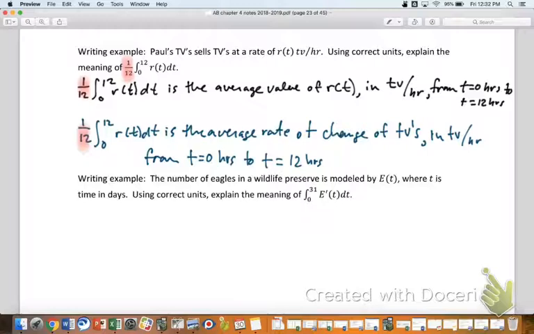Number of eagles in a wildlife preserve is modeled by E of t, where t is time in days. Using correct units, explain the meaning of the integral from 0 to 31 of E prime of t dt. Yeah, it's very different than if it was an E, right? So E stands for the number of eagles. I want you to discuss what is the meaning of the integral from 0 to 31 of E prime.